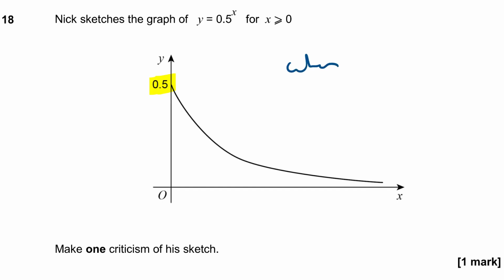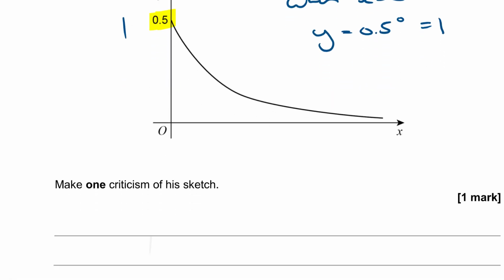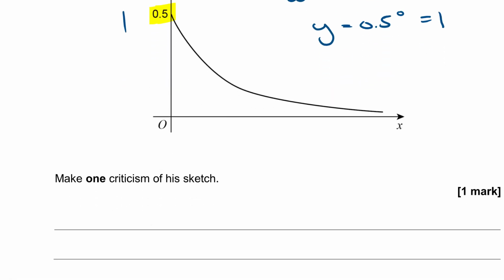So when x equals 0, then y is going to be 0.5 to the power of 0, isn't it? And any number raised to the power of 0 is 1. So he's plotted it in the wrong place, or he's put the wrong number on the scale. That number there should be 1 and not a half. Okay, so make one criticism of his sketch: the y-intercept should be at 1.